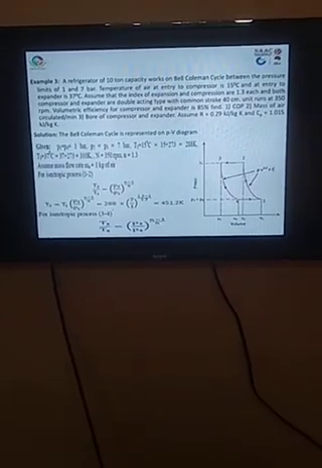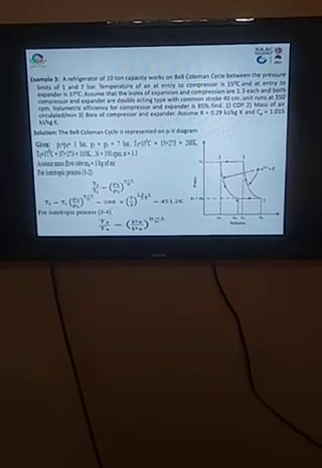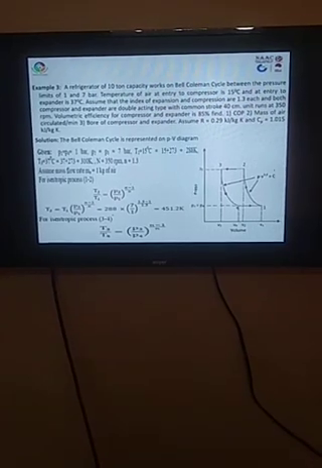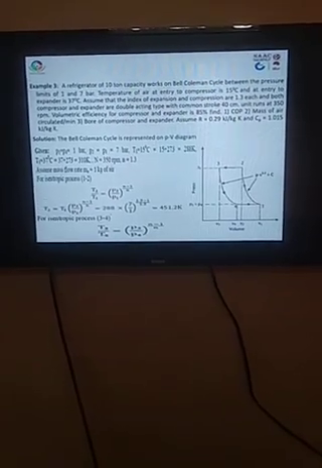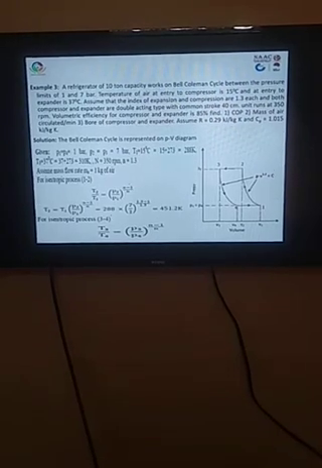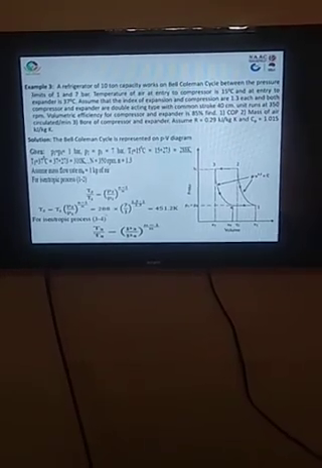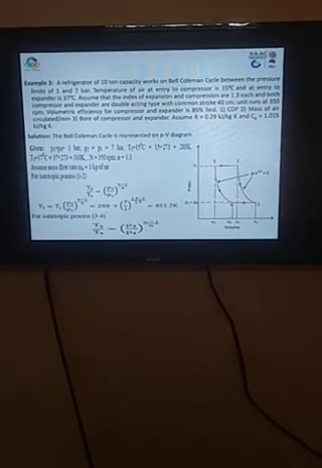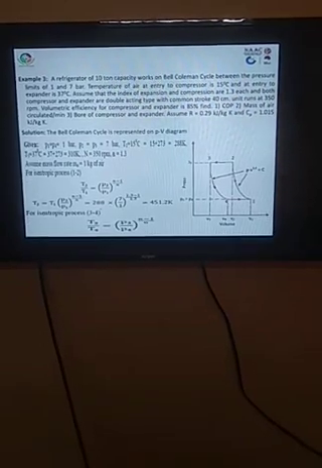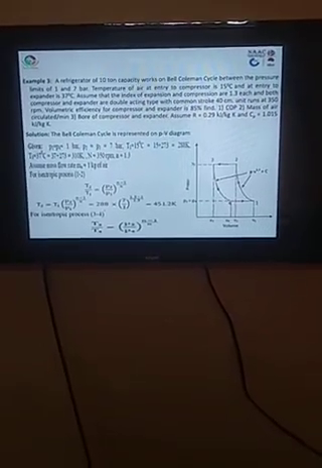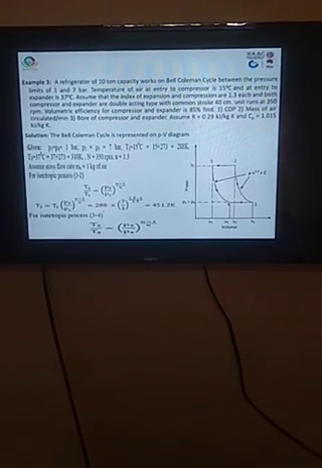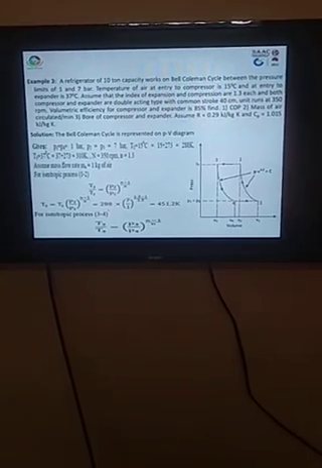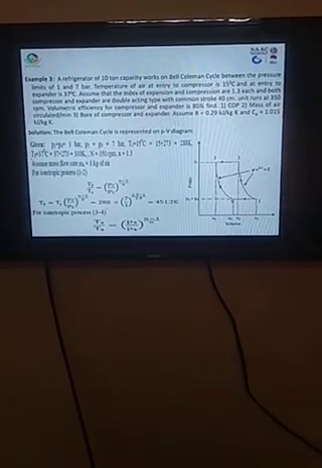Now moving to the next example, example number 3. A refrigerator of 10 ton capacity works on BCC, that is Bell-Coleman cycle, between the pressure limits of 1 bar and 7 bar. The temperature of air at the entry to the compressor is 15 degrees centigrade and at the entry to the expander is 37 degrees centigrade. Assume that the index of expansion and compression is 1.3 each, and both compressor and expander are double acting type with common stroke 40 centimeter. Units run at 350 rpm. The volumetric efficiency for compressor and expander is 85%.